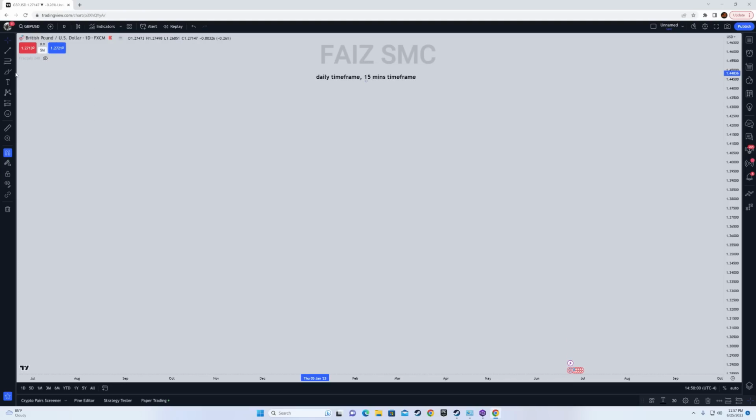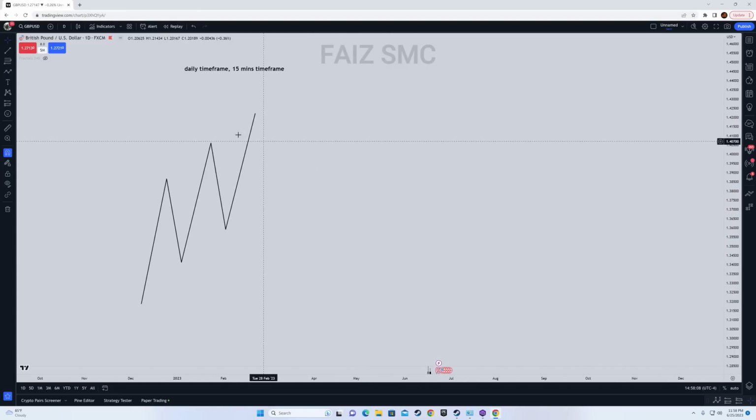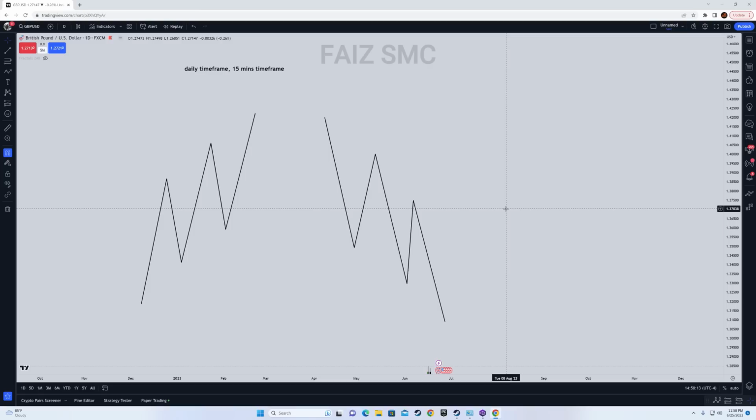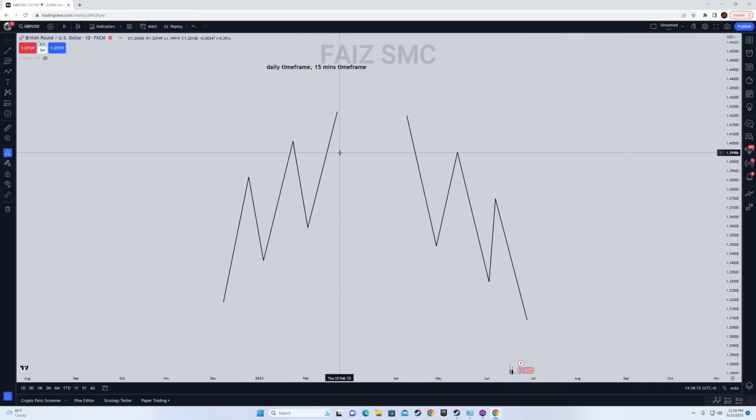On the daily time frame, what you have to do is to identify the order flow. Are we respecting bullish PD areas, right? Or are we respecting bearish PD areas? What are PD areas? They are premium and discount areas, right? It could be an order block, could be a fair value gap. So if the price is constantly respecting the bullish fair value gap or order blocks and it's going up, then the order flow is bullish. So we have to trade in that direction.